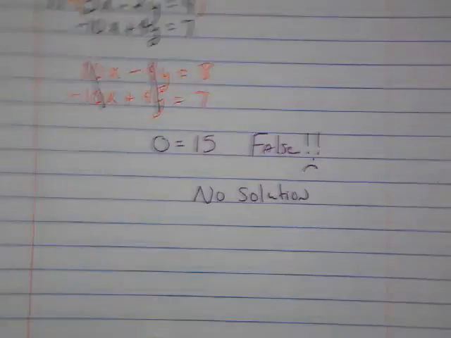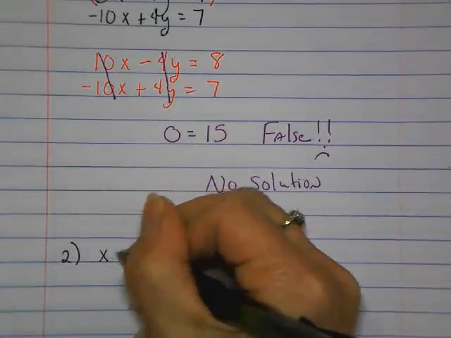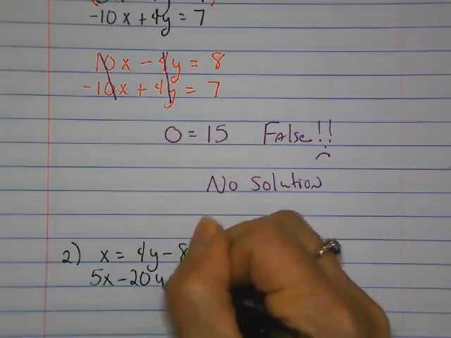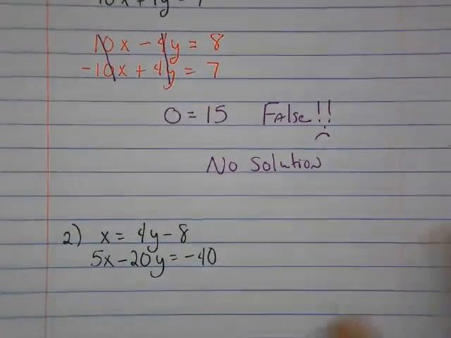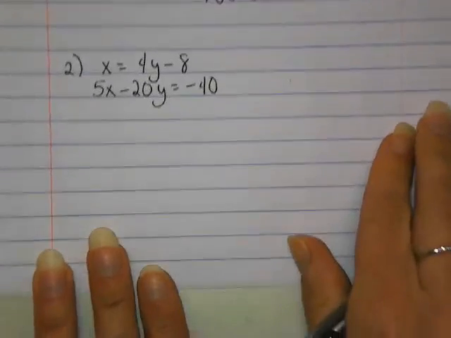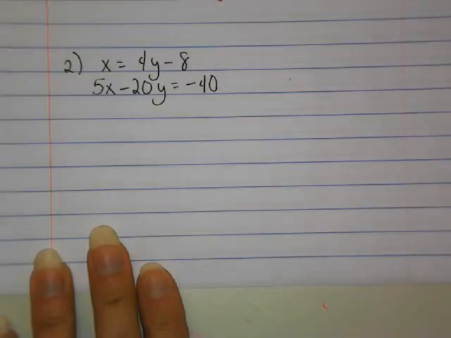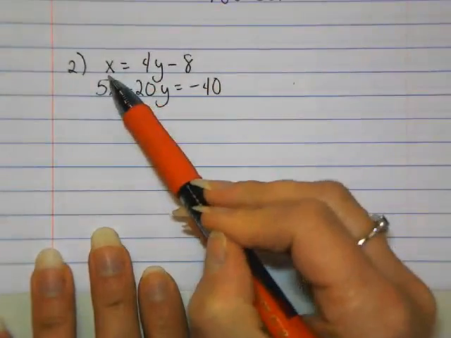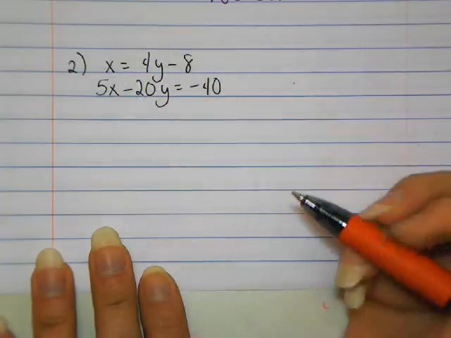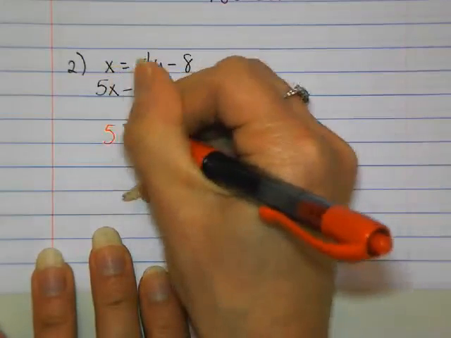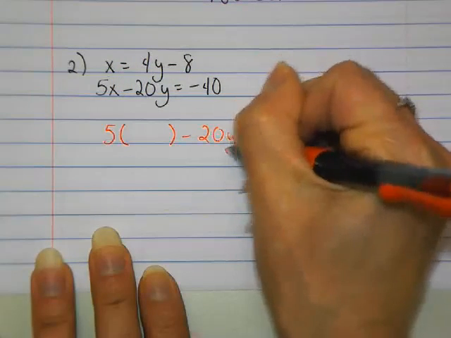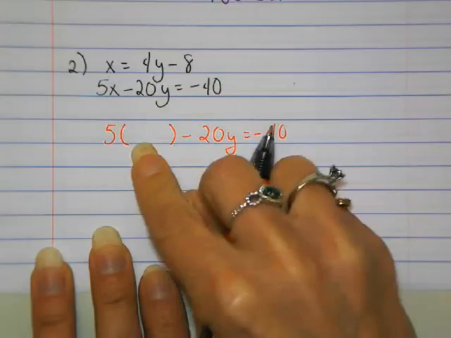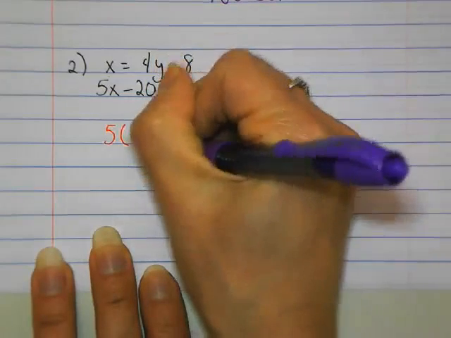Alright? So what if I had x is equal to 4y minus 8, and 5x minus 20y is equal to negative 40? So the first thing I look at is, what would be the best method? Well, look, x is already isolated, so I think substitution would be my best method. So in substitution, I'm going to start with that second equation that I didn't use. Look, x is already isolated, so I can take x out and just shove in 4y minus 8.